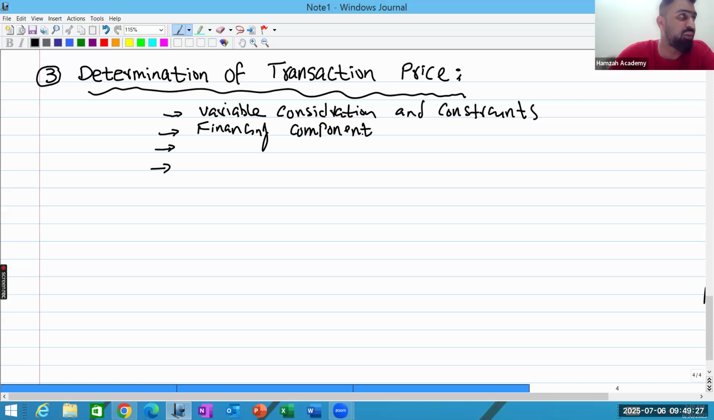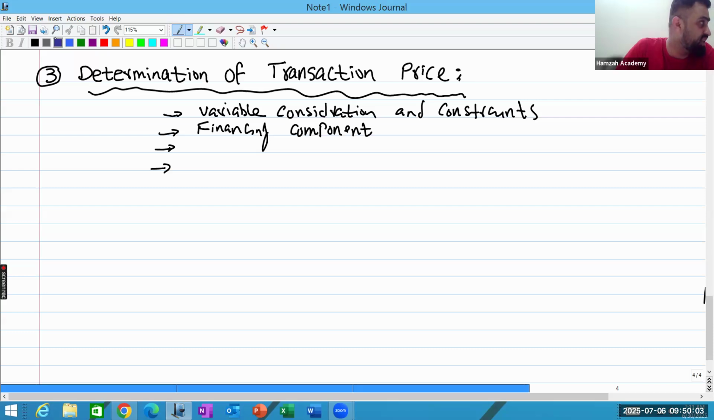Then the second element we have to consider is the financing component. Look, when we sell something on cash, the price is different. But the same thing, if we sell on credit, obviously the price would be different. And the principle is that whenever you recognize the revenue, that should be equivalent to the cash price. So if you are receiving anything more than the cash price or less than the cash price, that is a financing component that needs to be considered in determination of the transaction price.